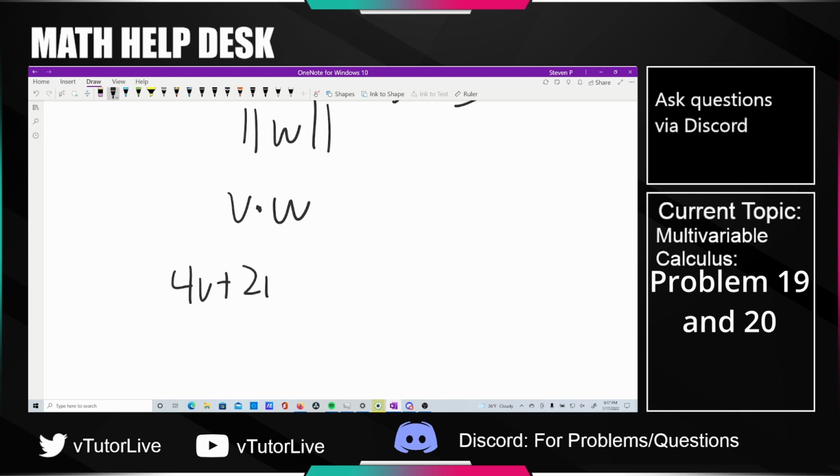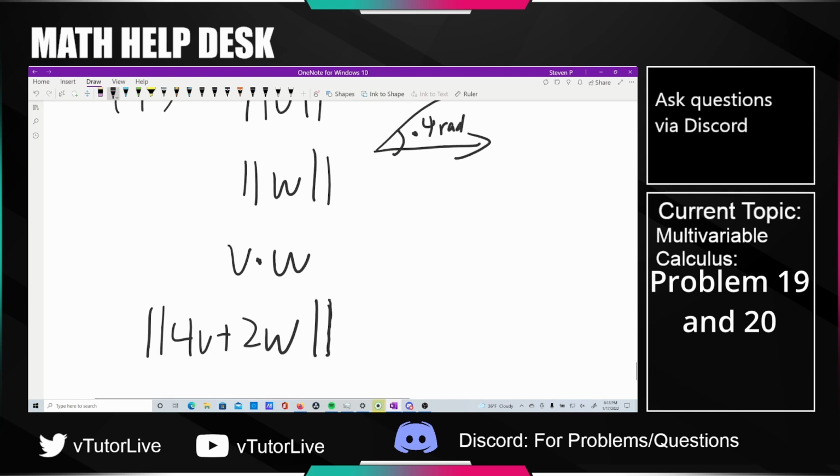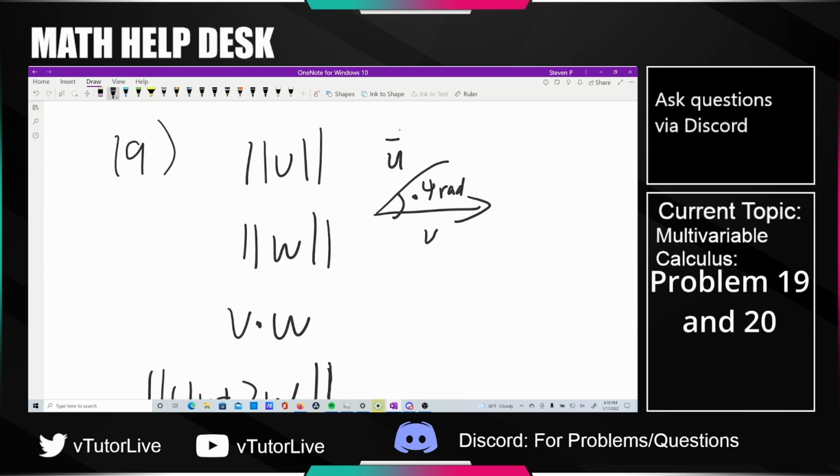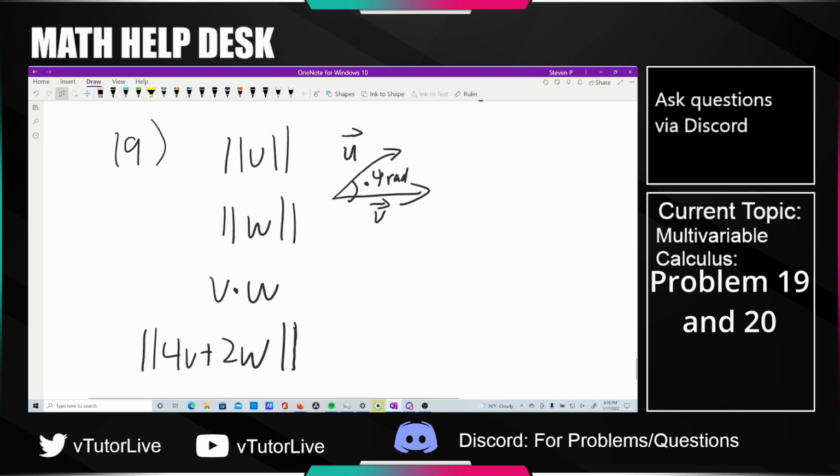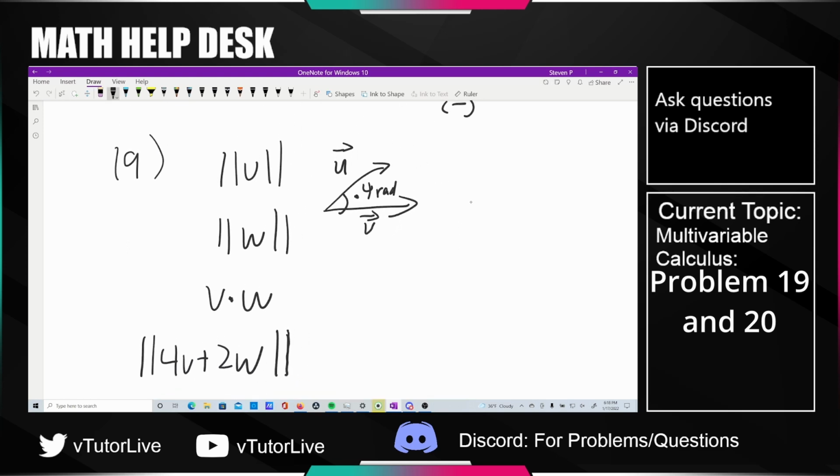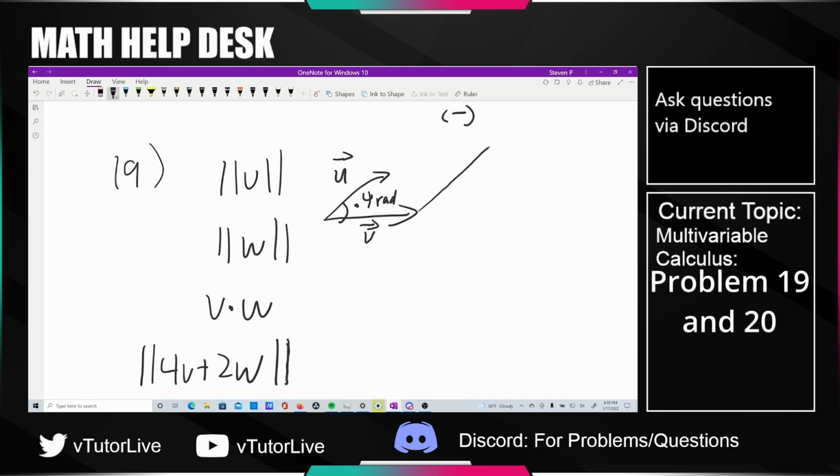If they're asking for the magnitude of 4V plus 2W, this is slightly tricky. It's kind of hard to know exactly what 4V plus 2W is like. It's going to be something out here, and it's really hard at a glance to find out what the angle is. Does that make sense?